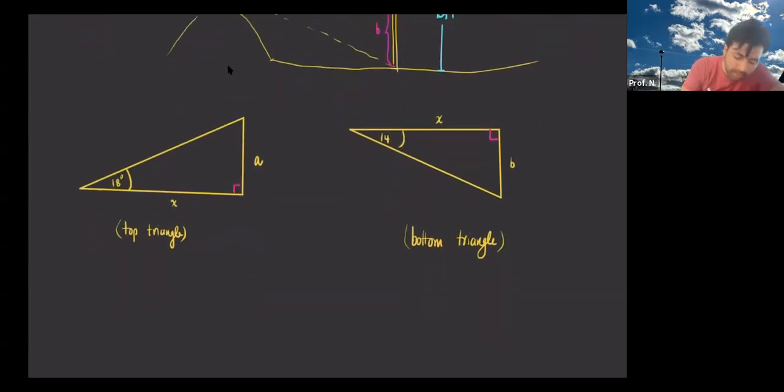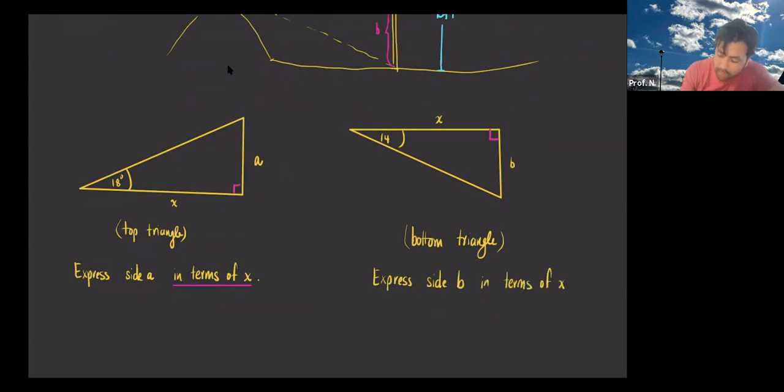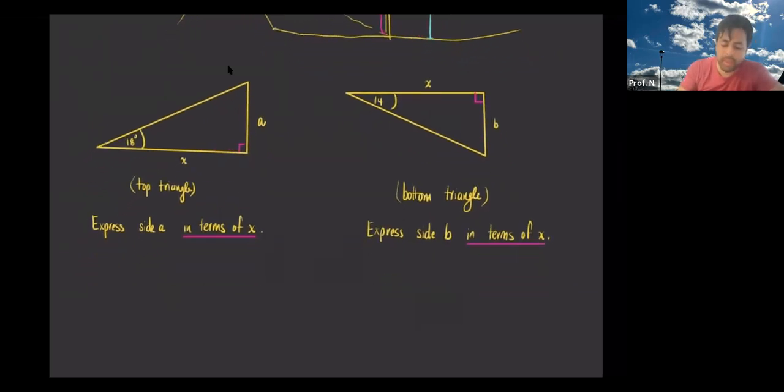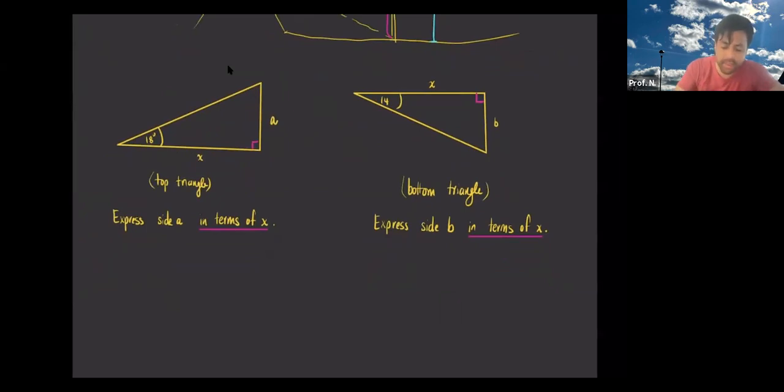Now, look what we're going to do. We're going to express, this is the key here, side A in terms of X. Key phrase here is in terms of X. And I'm going to do the same exact thing here now for side B. Express side B in terms of X. What that means is I want to represent this side with X involved in it.